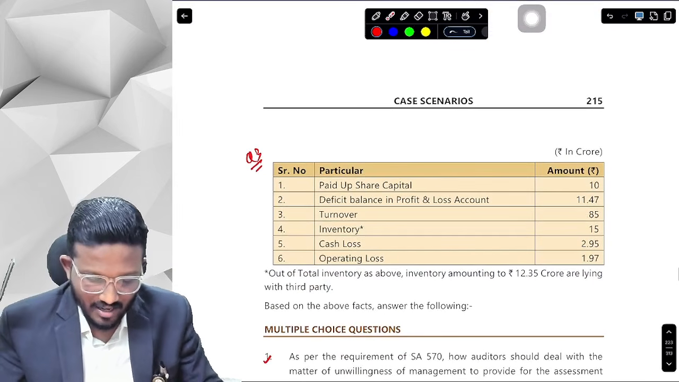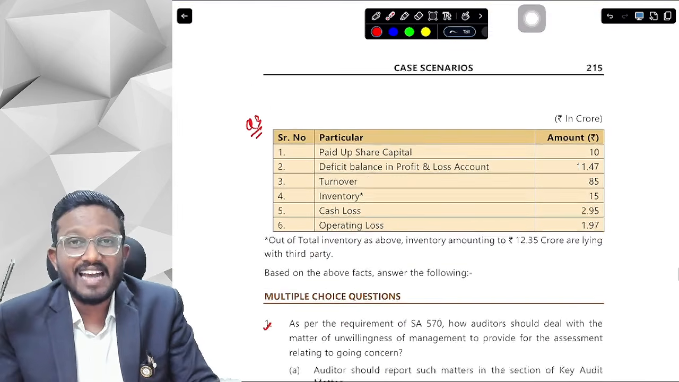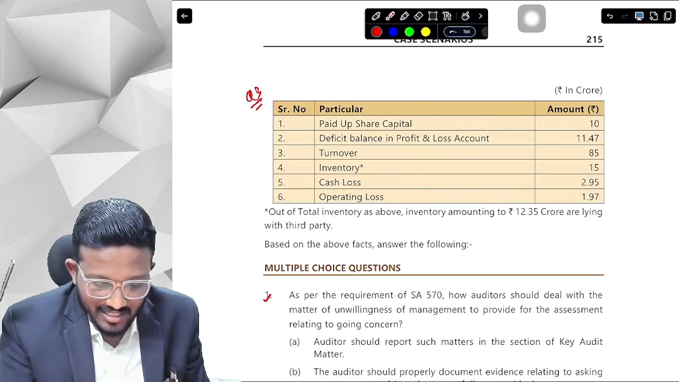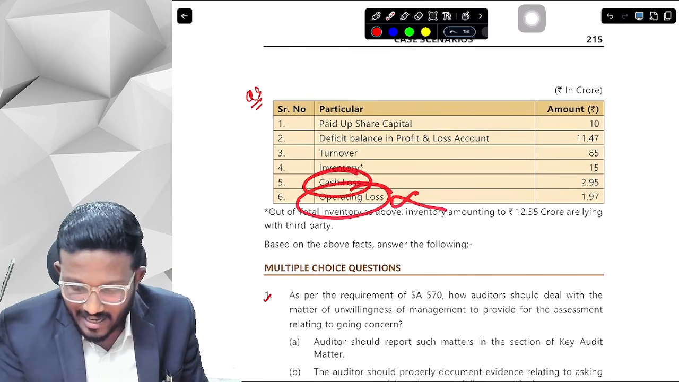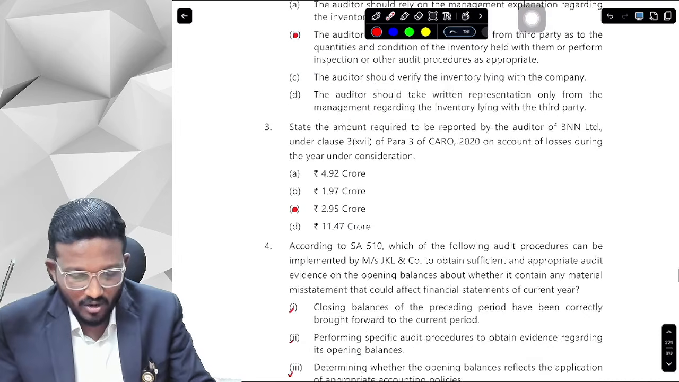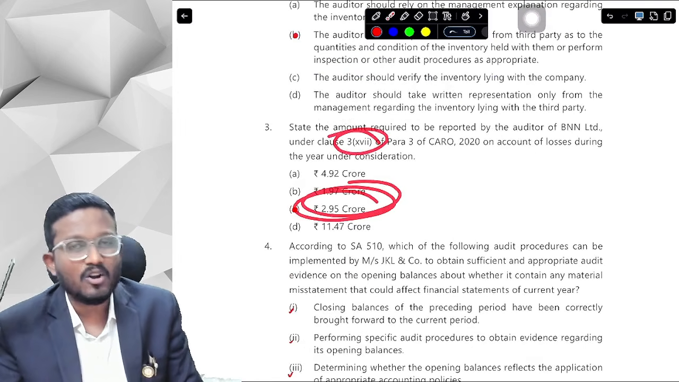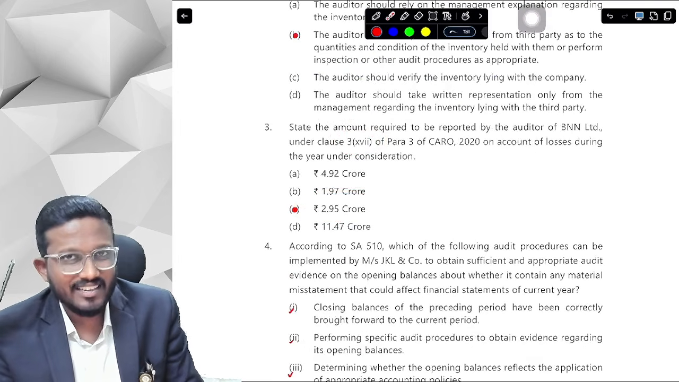So basically here we have to check what we need to report under cash loss. So in cash loss, you need to see we just take cash loss, we do not take operating cash loss. So here the cash loss is 2.95 crore. So we will report 2.95 crore under clause 17 of CARO 2020 regarding the cash losses.